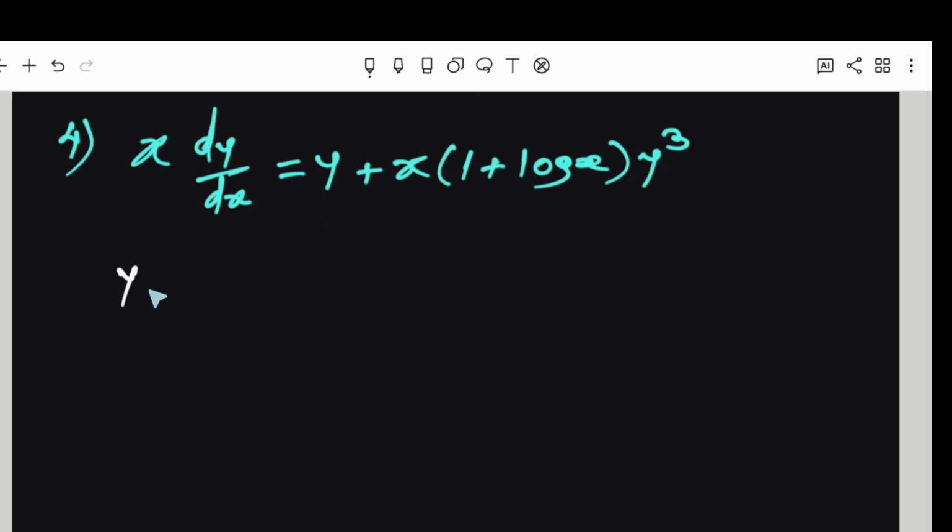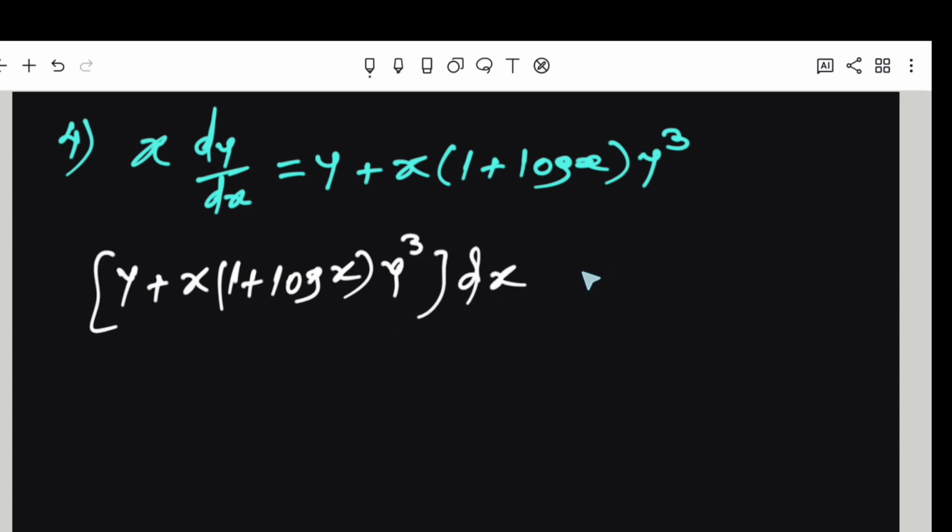Then the last example: solve x dy by dx plus y equals y plus x into (1 plus log x) multiplied by y cube, converting it in the form of M dx plus N dy by rearranging it like this. Then compare with M dx plus N dy. Here this one is M and this one is N.